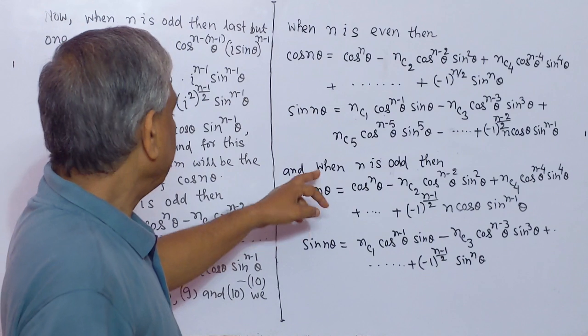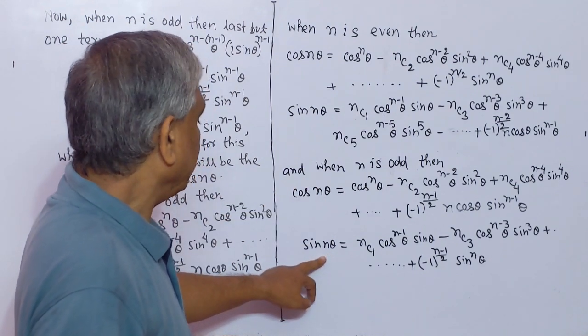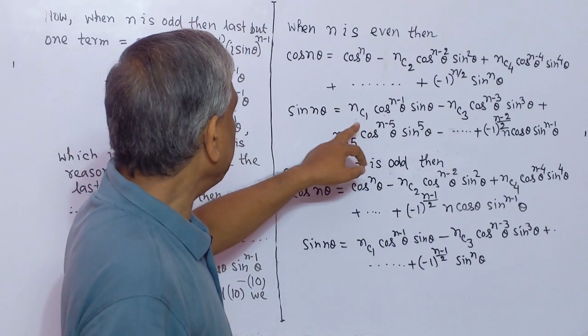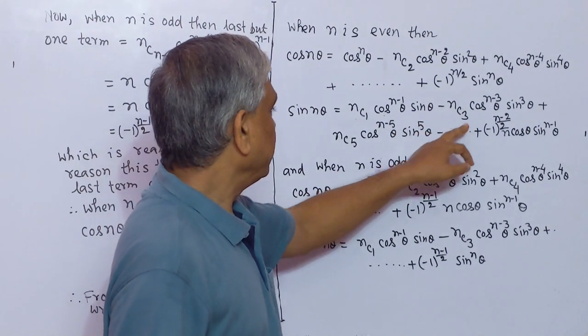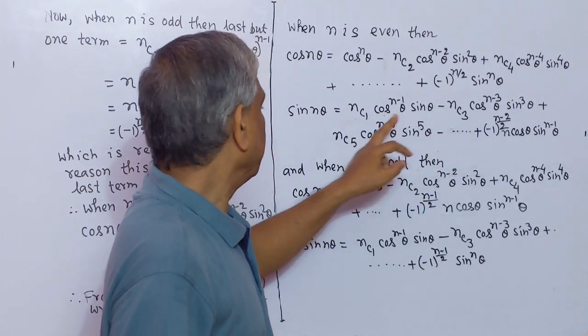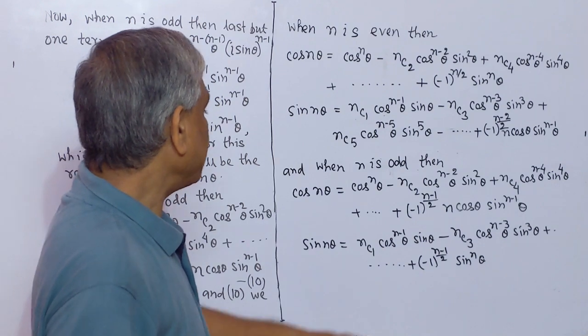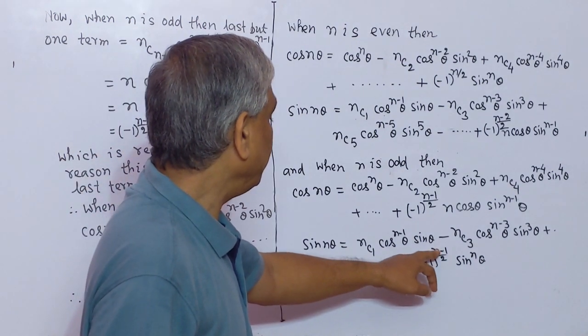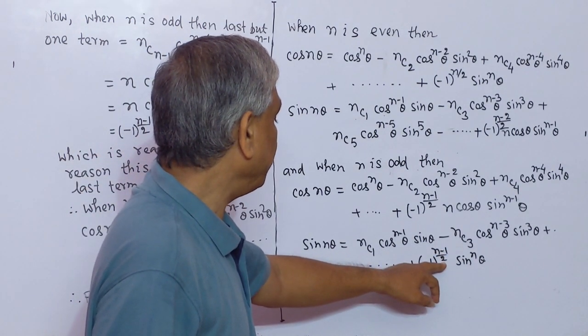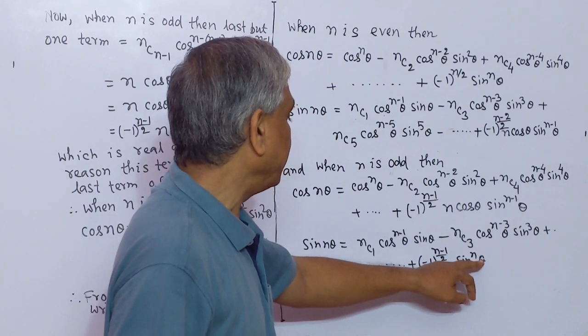Here sin n theta is also the same up to this term as for n even, but the last term is different. Here the last term is minus 1 to the power n minus 1 by 2 sin to the power n theta.